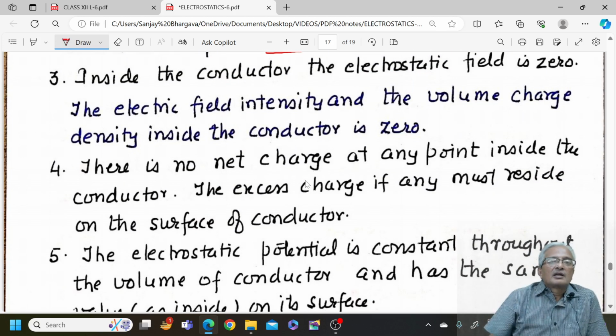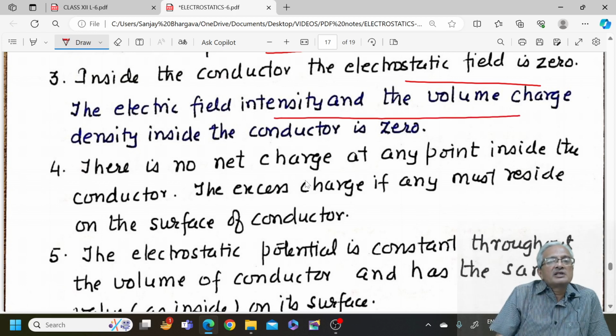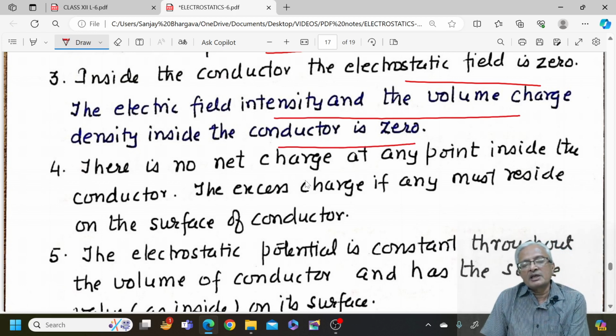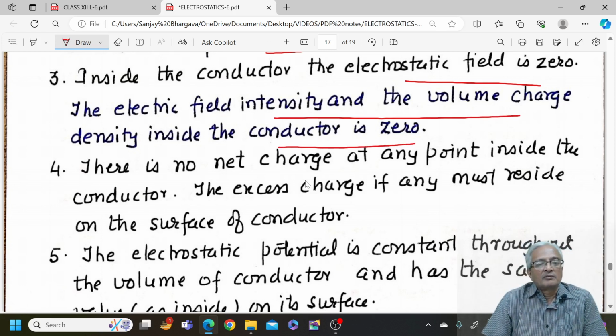Then inside the conductor, since all the charges are living on the surface, inside the electric field is zero. The electric field intensity and the volume charge density inside the conductor are zero. All charges live on the surface, so no charge is present inside the conductor.